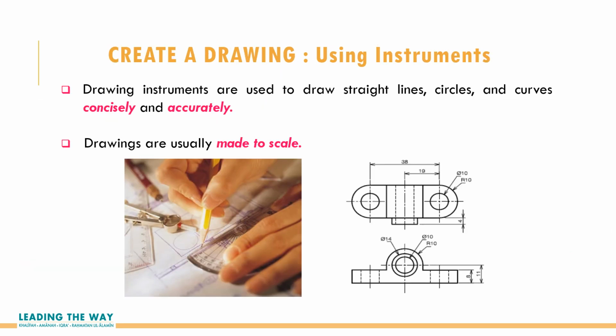The next method to create the drawing is by using the instrument. So this is what we call manual drawing. In this drawing, the drawing is drawn using instruments, where all the straight lines, circles and curves are created concisely and accurately using the instrument, compared to the hand sketches previously. This one also is usually made to scale, so that it can scale to the actual product that is going to be created, or the actual product that's visible.